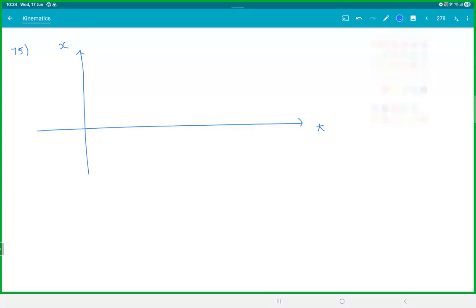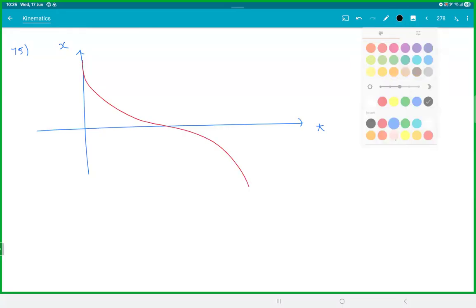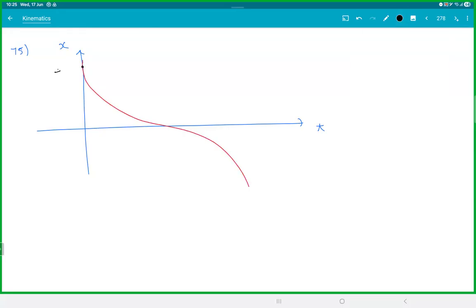This is an XT graph. This is plus 100 meters. This is minus 100 meters. Here, if you draw a tangent, it will make 120 degrees. Here, if you draw a tangent, it makes 120 degrees.